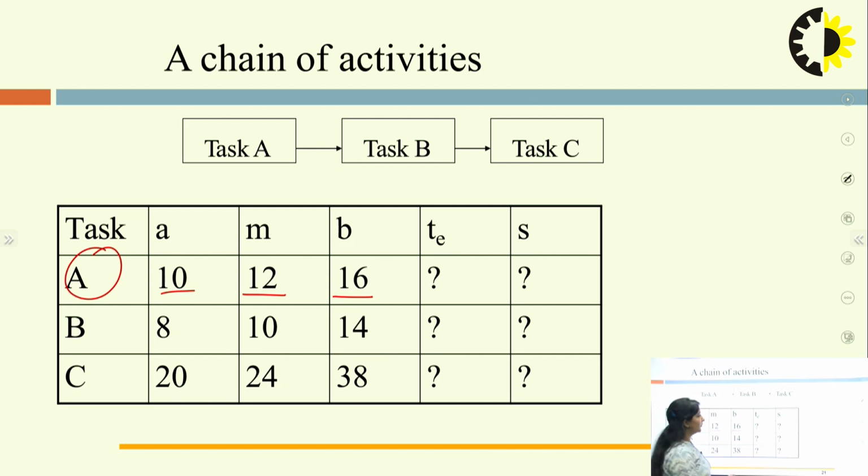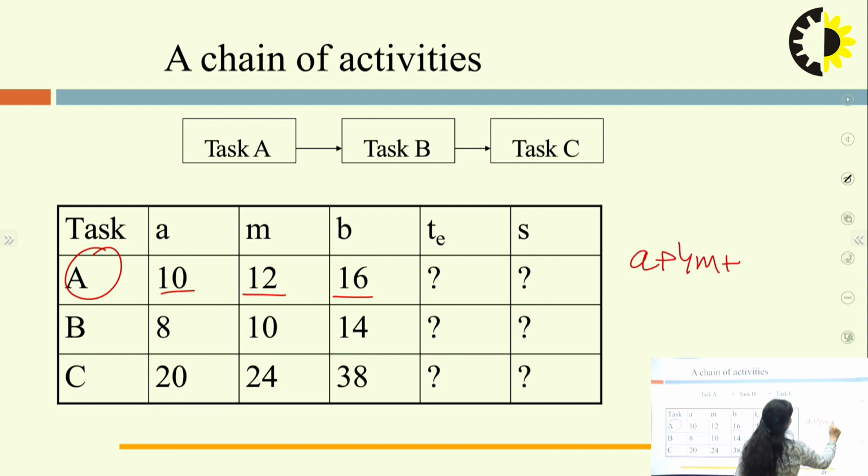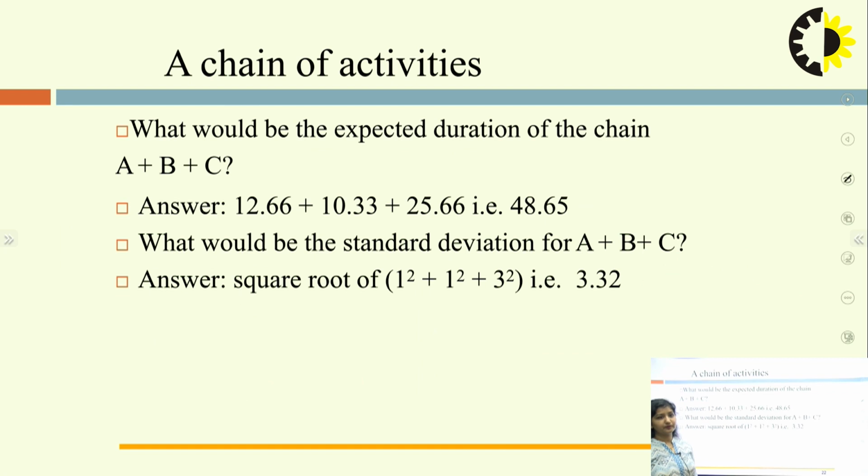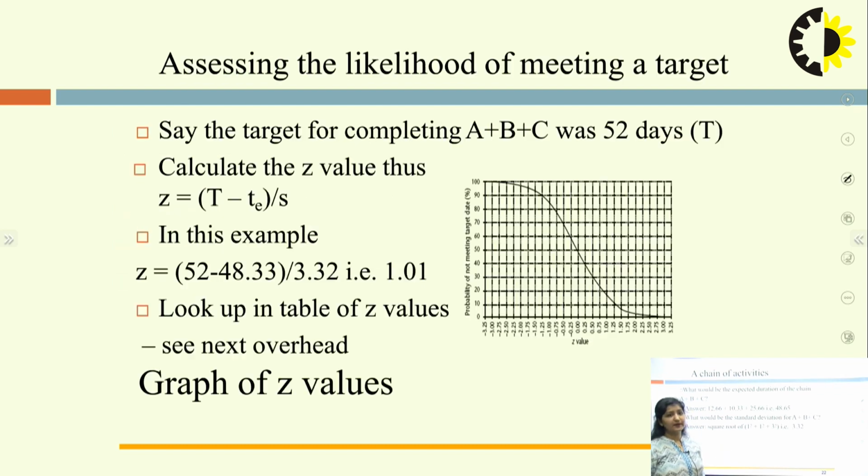We just have to put the formula, which is A plus 4M plus B divided by 6. So we are able to calculate this expected time. Okay. And for the standard deviation, simply B minus A by 4. So we can have these particular calculations. So these are the answers. You can do these answers at home as well after going through each and every slide.